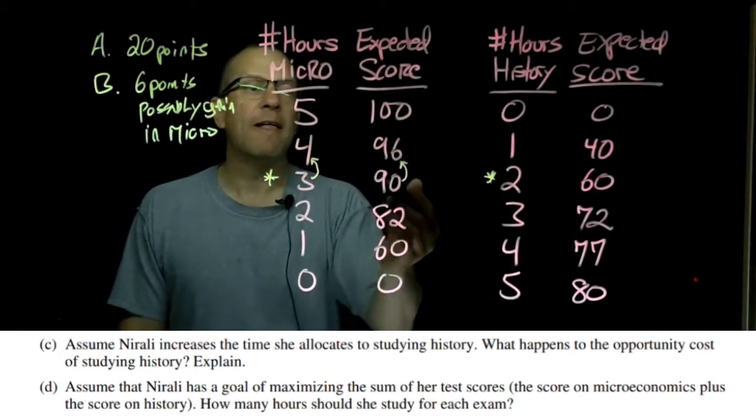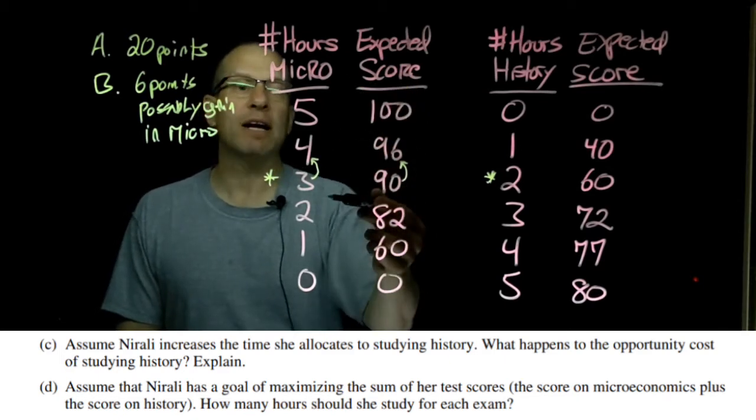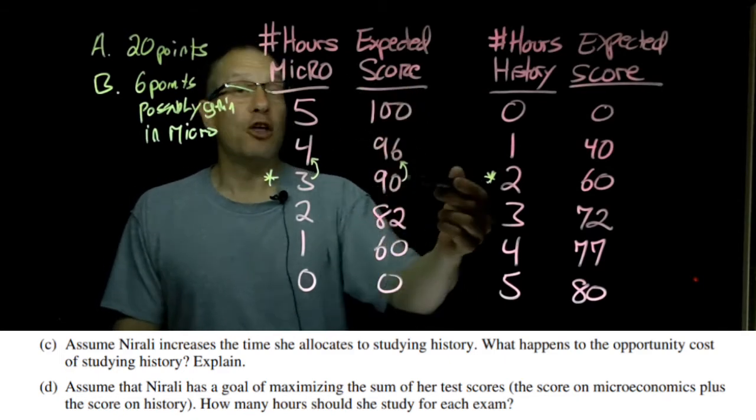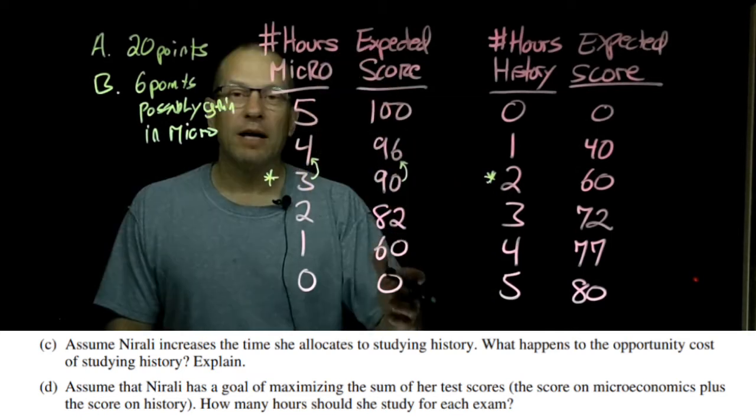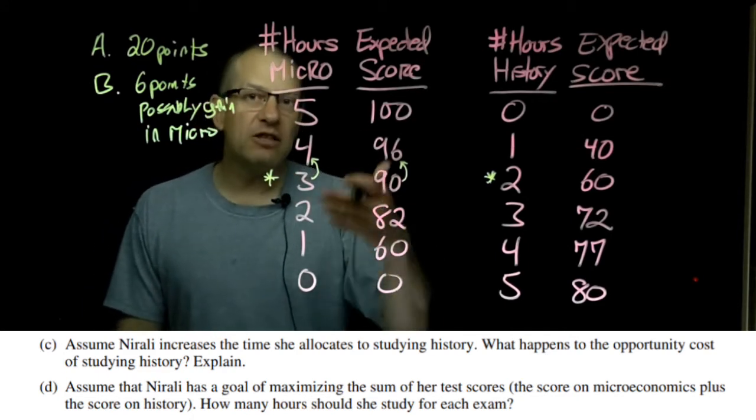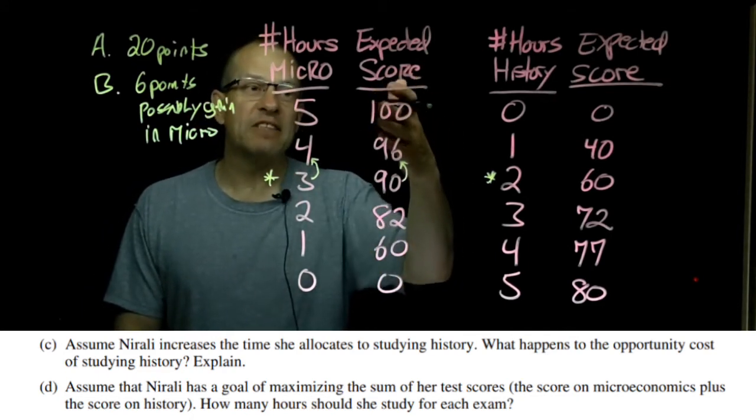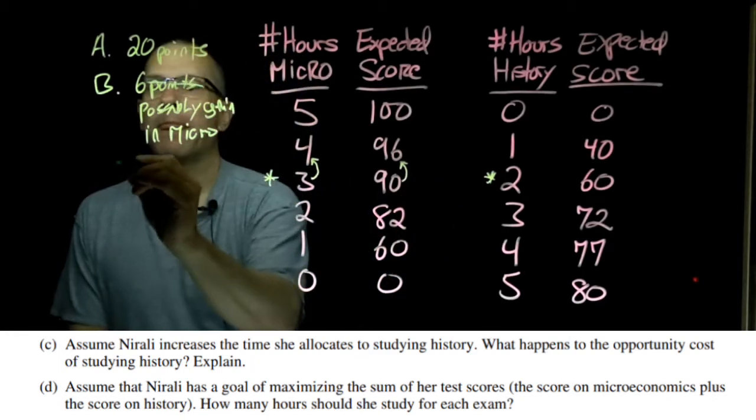And by that we mean the more that she took away from studying microeconomics, the greater the loss became in microeconomics. The opportunity cost increased as the expected score in microeconomics decreased at an increasing rate. Okay?